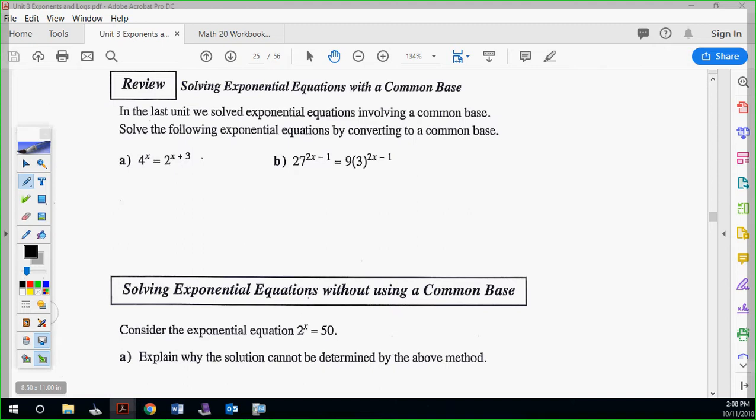So when I see 4 and 2, this right here should be 2 to the 2x, right? Are we okay with that step? And then it should be 2 to the x plus 3. We are now to the easy part, where we say 2x equals x plus 3. The answer is 3.